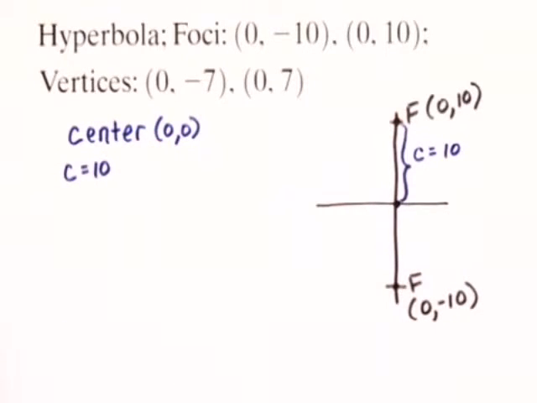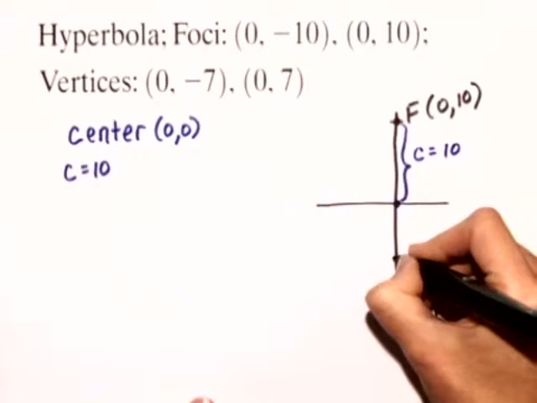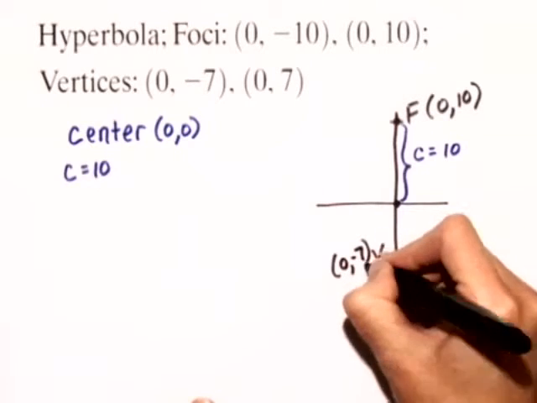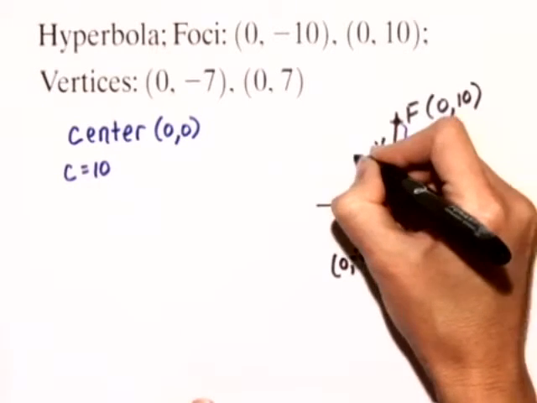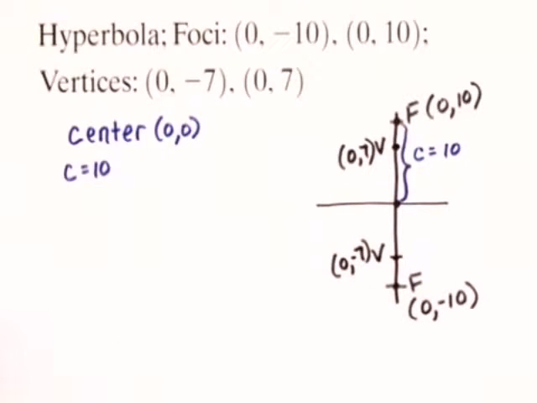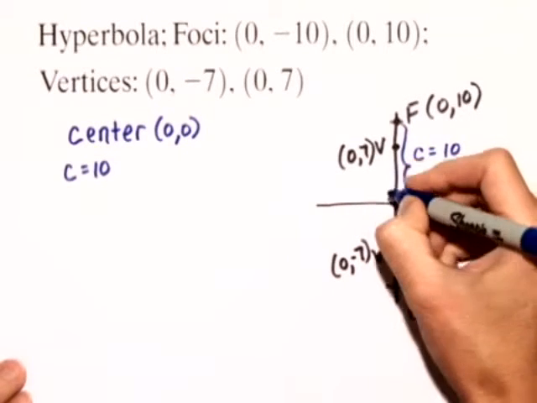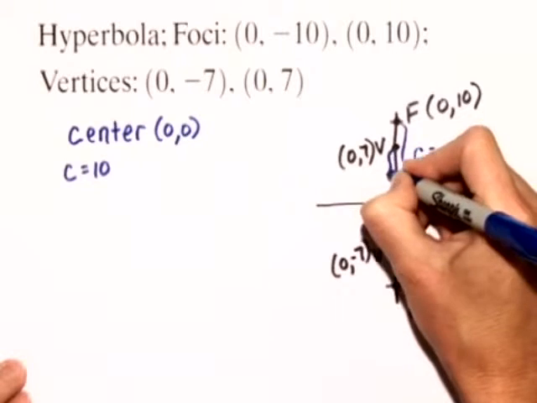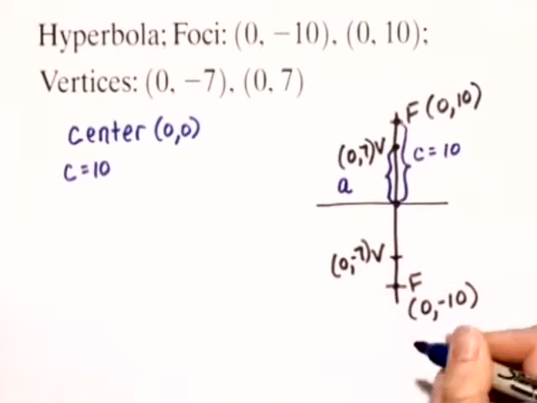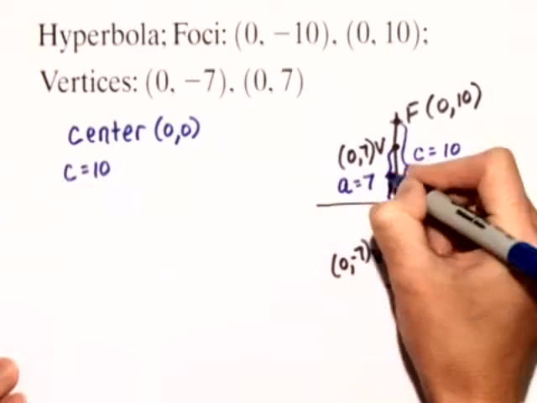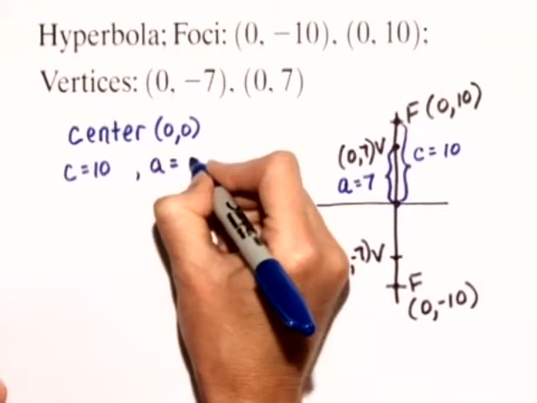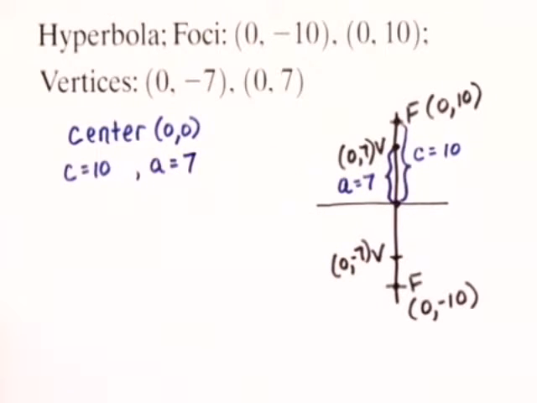Now let's look at the vertices. The vertices are located at (0, -7), and there's one at (0, 7). So the vertex is 7 units from the center, and the vertex distance is denoted by a units. In this case, a is 7. So we have c is 10 and a is 7.